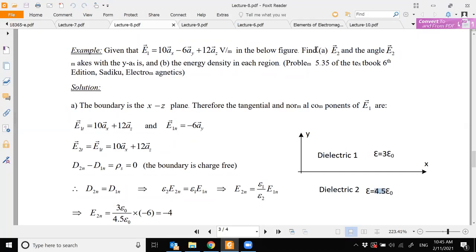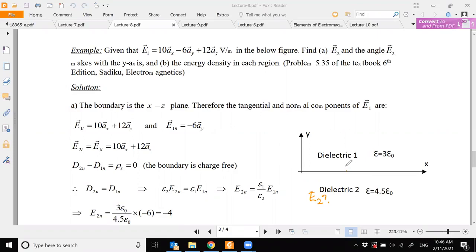Okay. Now we need to find E2. E1 is given to us, so the electric field here is given to us. We need to find the electric field here, and also the angle that the electric field makes with the y-axis. So we need to find two things. We need to first find E2. So what will be E2? And also the angle that it makes with the y-axis.